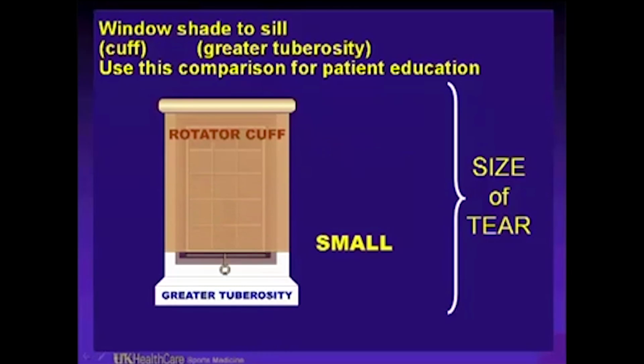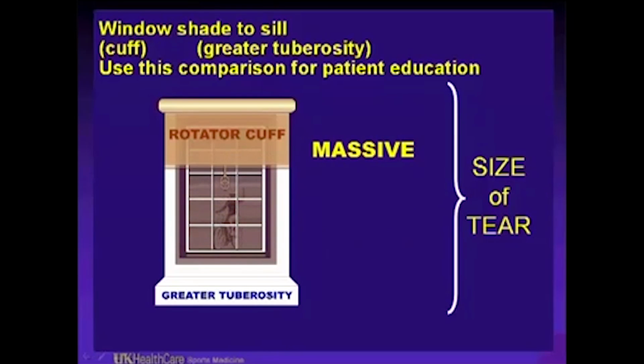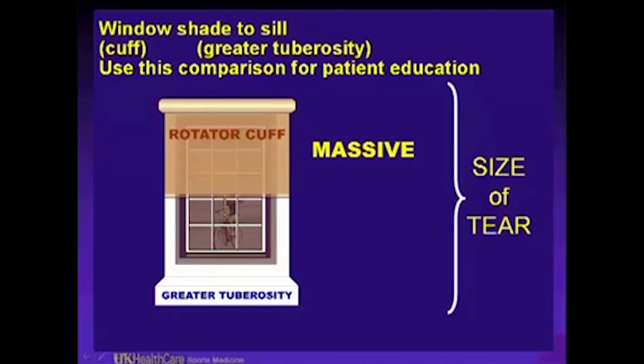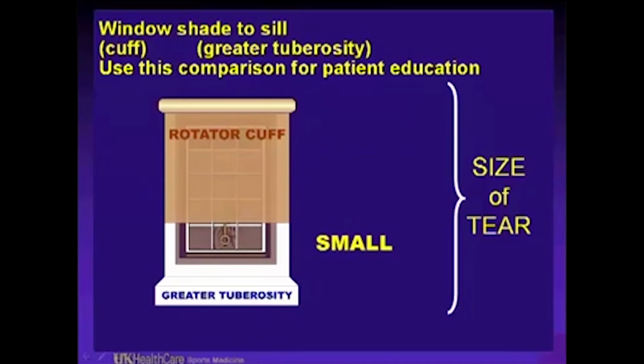MRI scans are good ways to assess the size of the tear, the chronicity, and there are people who certainly don't come in soon enough for evaluation of their shoulder pain, and by the time we get them they have a massive tear that is sometimes not repairable.